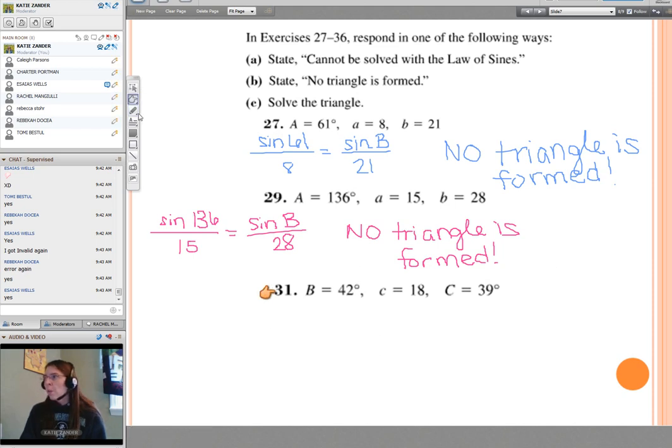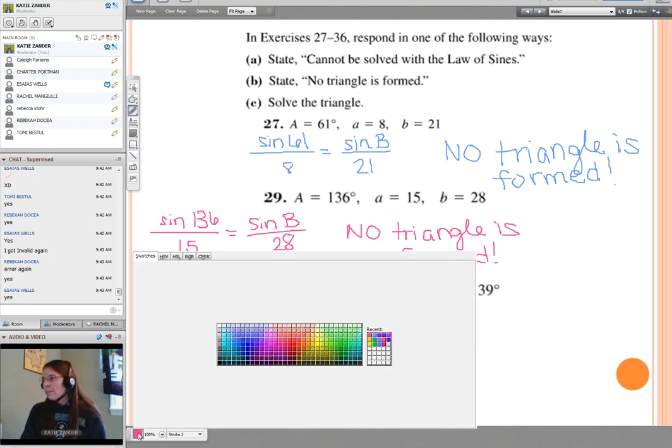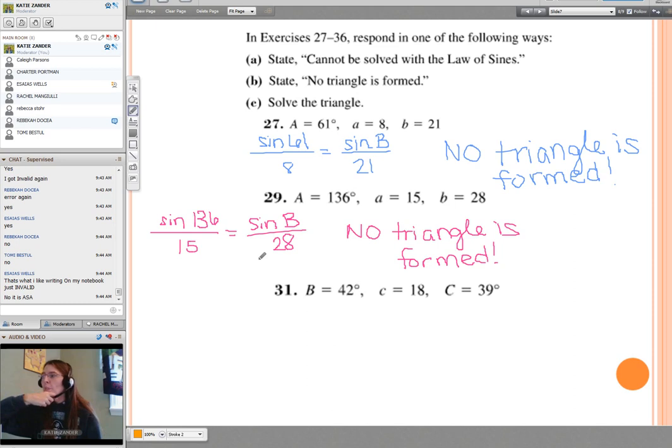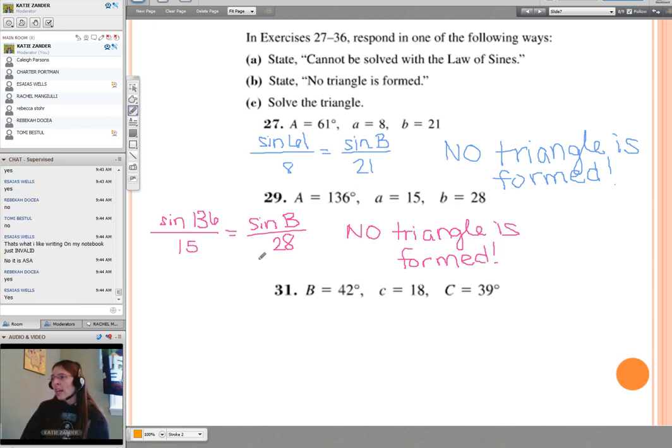Is question 31 the ambiguous case? No. Okay. This time, it should work out for us. Can we use the law of sines? So it's not the ambiguous case, but is it set up for us to use the law of sines? It is, because you have a side and an angle that are the same, right? So we'll go ahead and at least set up our proportion.